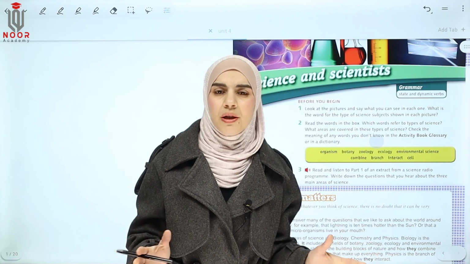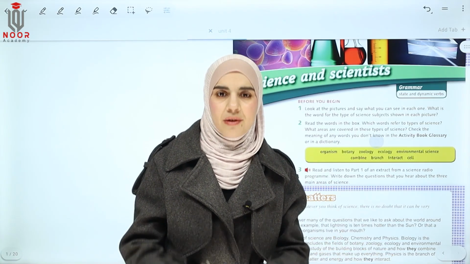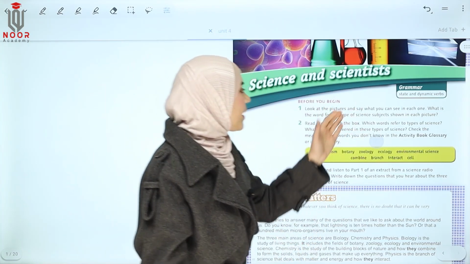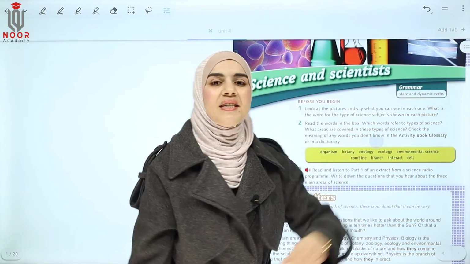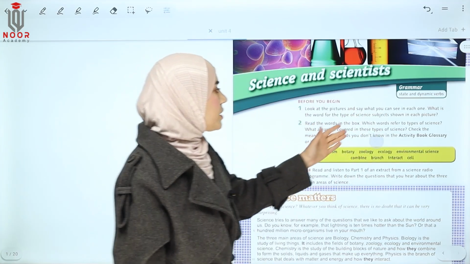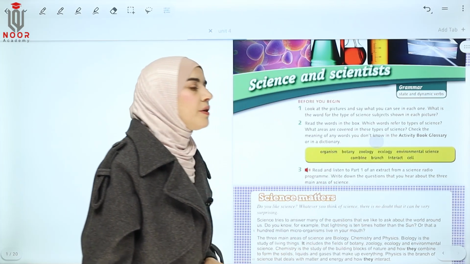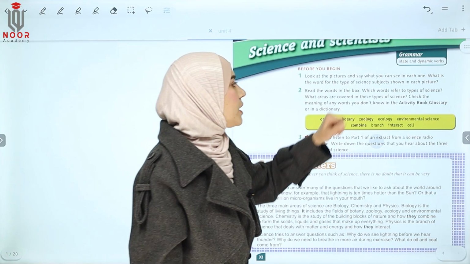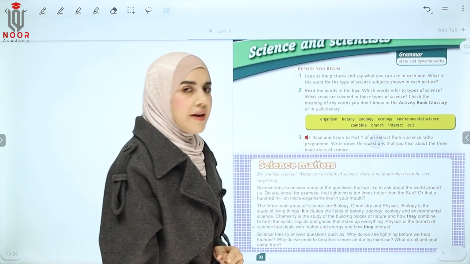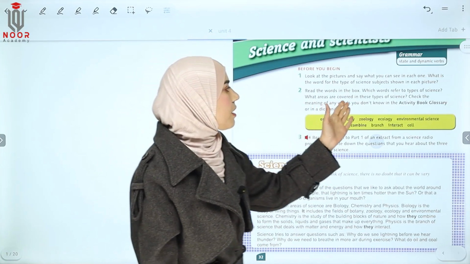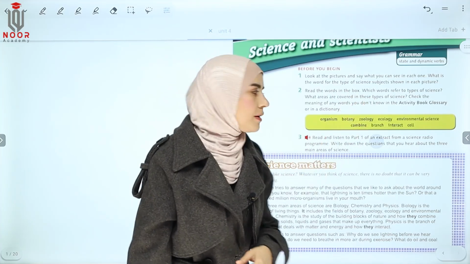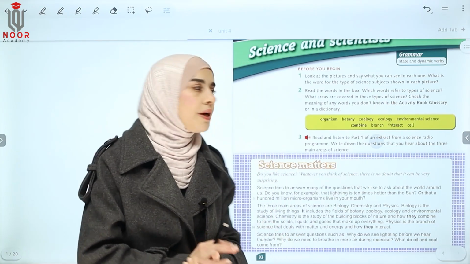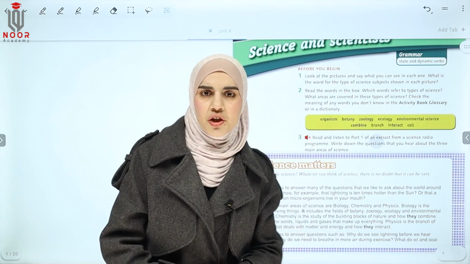Now, what does module mean? It's the same as unit. Okay, now, before you begin, look at the pictures and say what you can see in each one. What is the word for the type of science subject shown in each picture? Number 2, read the words in the book. Which words refer to types of science? And what areas are covered in these types of science? Check the meaning of any word you don't know in the activity book glossary or in the dictionary.